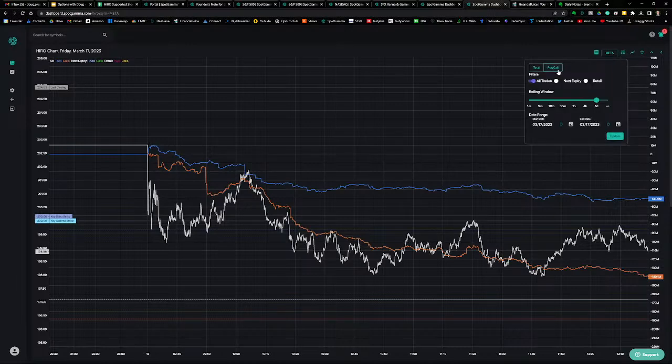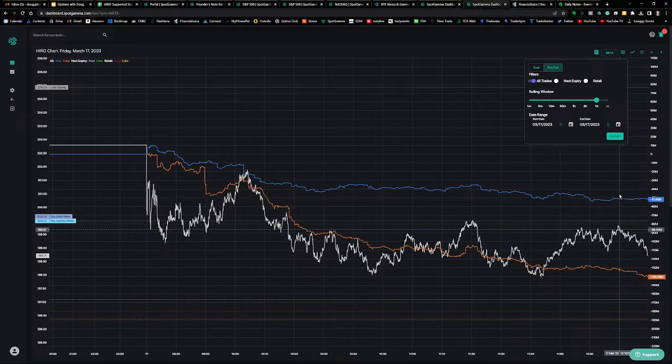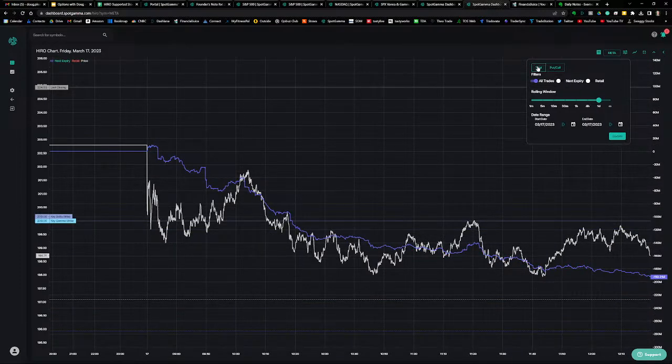And just in case anybody's not familiar with this, this is Hero, the SpotGamma hedging impact of real-time options. The blue line is showing puts, and the orange line is showing calls. These are shown in terms of delta. So a falling blue line means that traders are buying puts, and a falling orange line means that traders are selling calls. And then there's the combined signal. Definitely bearish. Traders are taking negative delta positions.